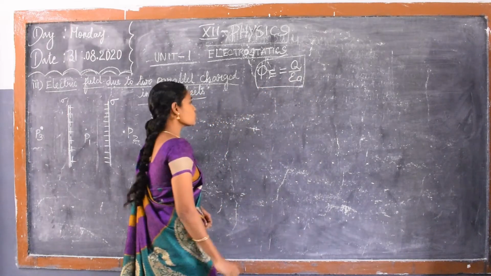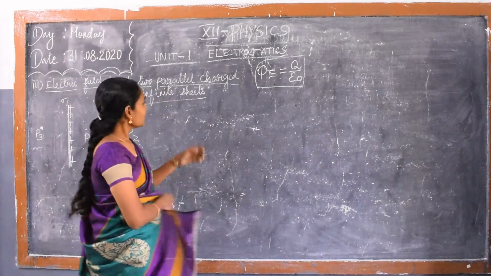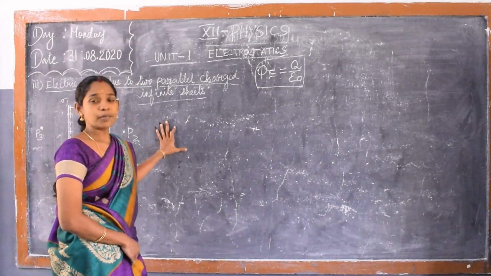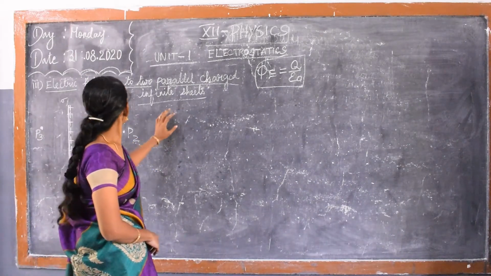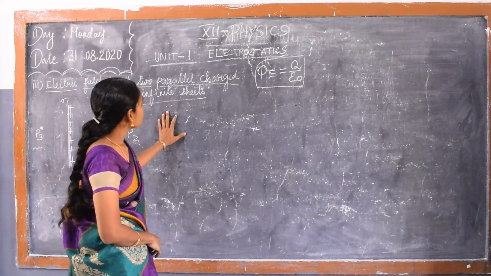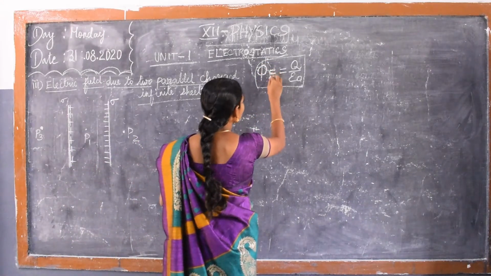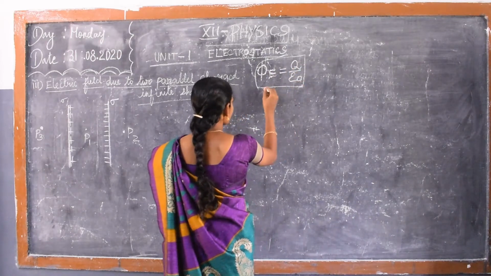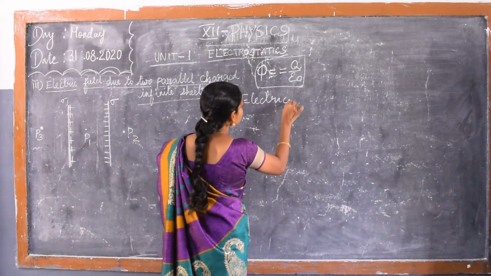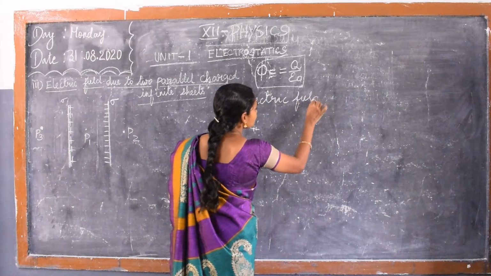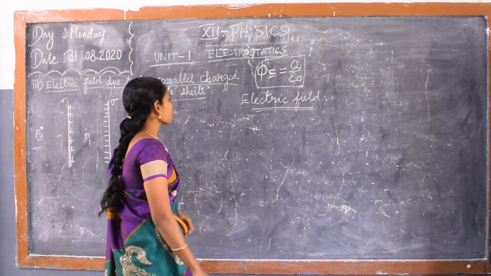Gauss law is used to calculate the electric field in a very effective method. Next, we have discussed applications of Gauss law. So this is the equation of Gauss law, phi E is equal to Q by epsilon naught, and Gauss law is used to calculate the electric field in an easier method. So next, applications of Gauss law.